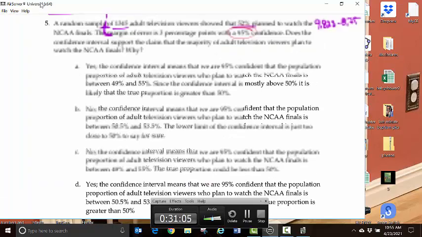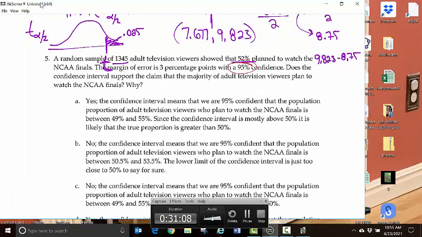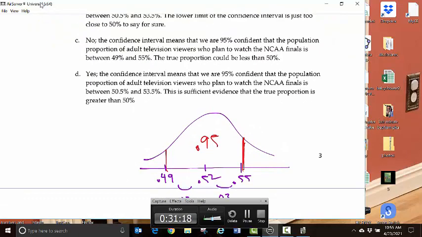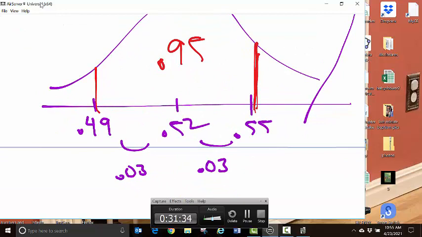So let's see what it says. Does the confidence interval support the claim that the majority of adult television viewers plan to watch it? Okay, what is the majority? How many for a majority? Majority is greater than 50%. Based off this confidence interval, is there a chance that it could be less than 50%? Your sample is 52%, so that's promising. Is there a chance it could be less than that? No, it's not.